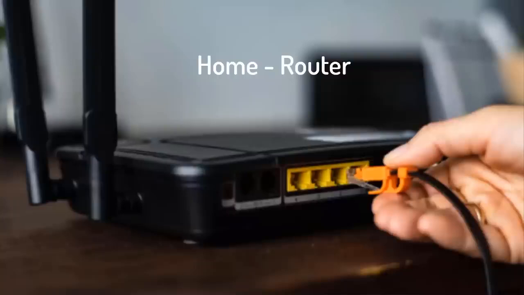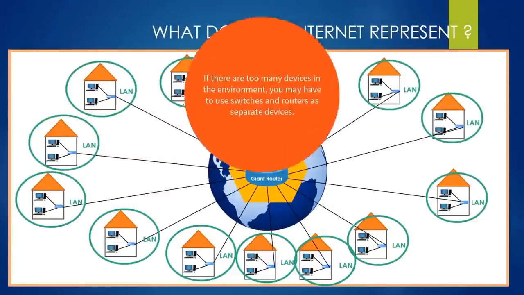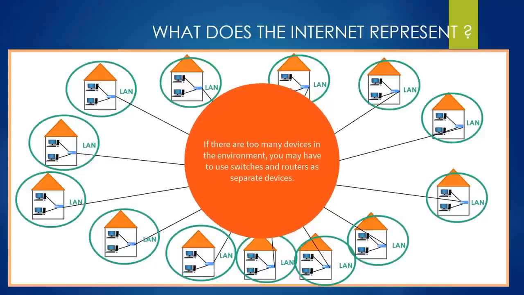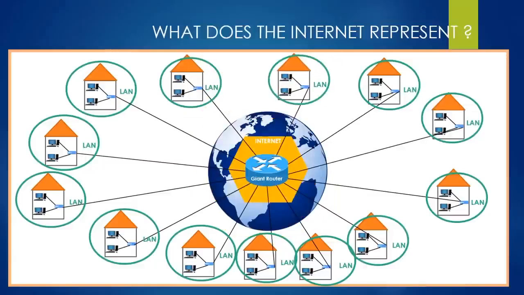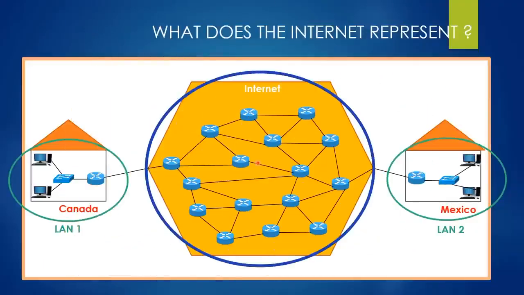For this reason, I wanted to tell you what these devices are in order to avoid confusion. However, please note that if there are too many devices in the environment, the home router will be insufficient and you may need an additional switch and router. You catch the idea. And now, let's go back to our question. Why are there so many routers instead of just a single router?